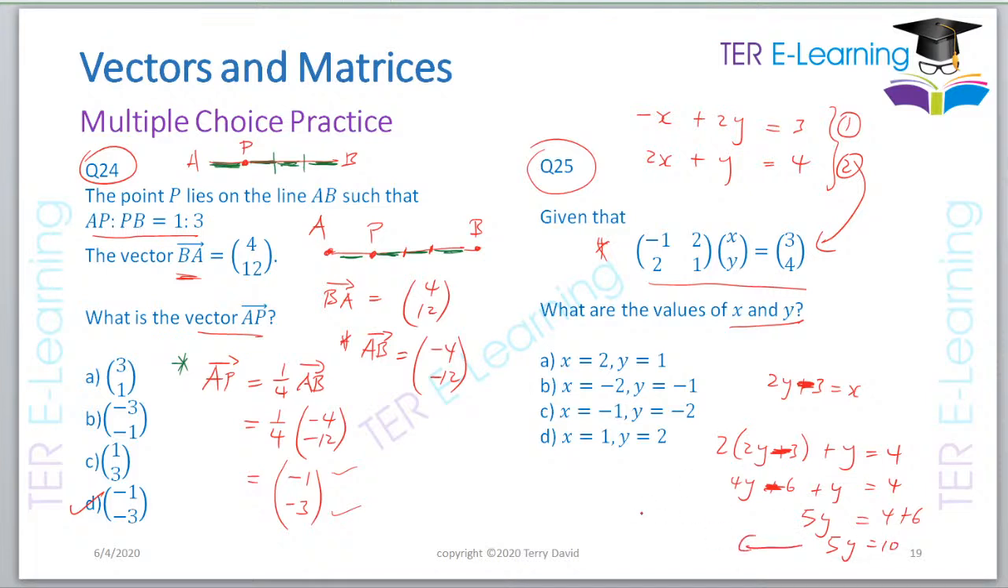Therefore, y is equal to 10 over 5, which is equal to 2. So if you look at the answers here, the only one that has y equal to 2 is this last one here. So if you are given a question like this in the exam, what you can do is substitute your values. In this case, the answer is D for question 25.